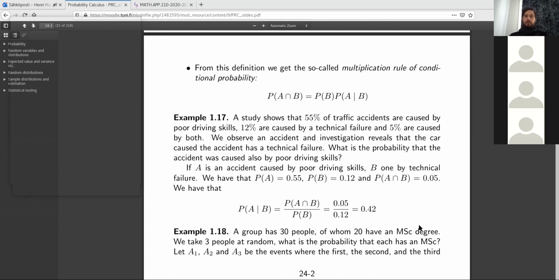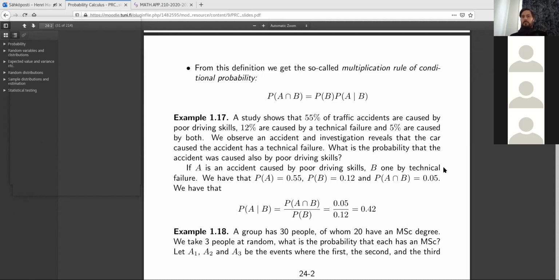Let's give another example. Let's say we have a group of 30 people. 20 of those 30 people have an MSc degree. So we take 3 people at random. What is the probability that each and every one of them has an MSc? So out comes first the person. This seems like combinatorics, but we can actually use the conditional probability here.